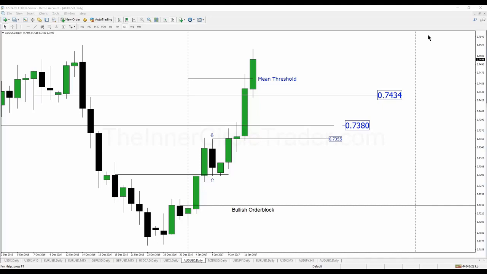We had a mean threshold of the range from this candle's open to this candle's close. That's what this range is here. We've moved through that. So now what is it indicating? It wants to go higher. What's it going to reach for? It's going to look for a clear run above this high here because that's where the buy stops are resting.